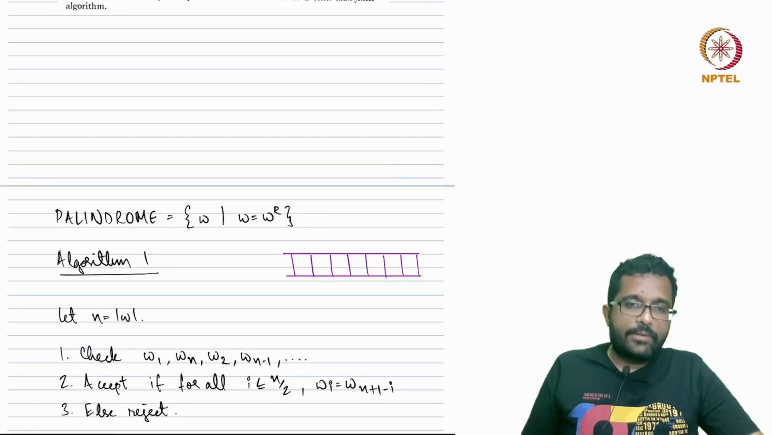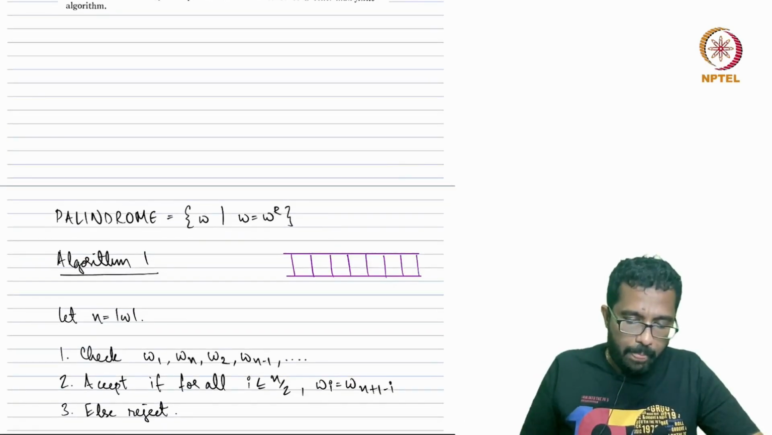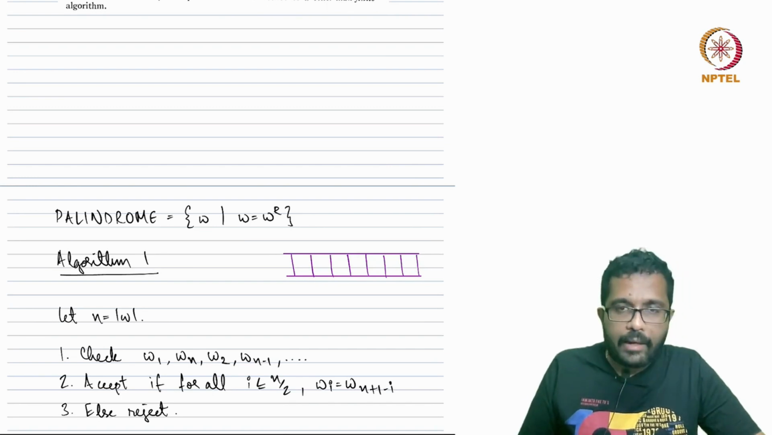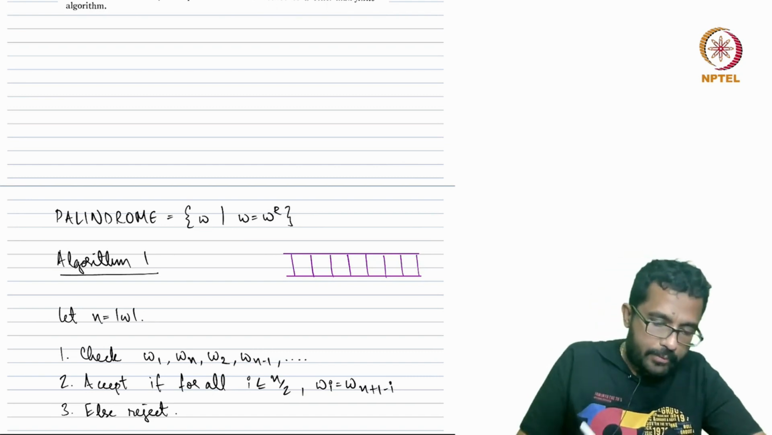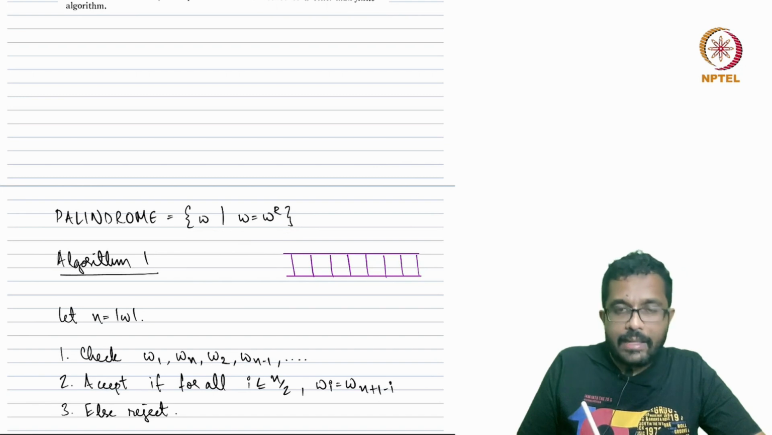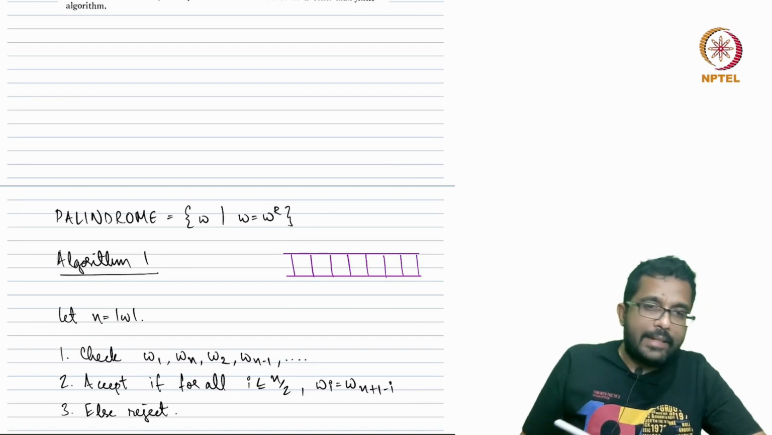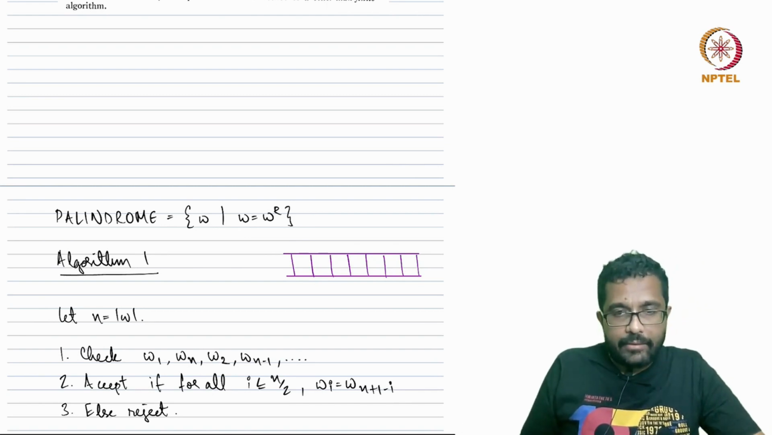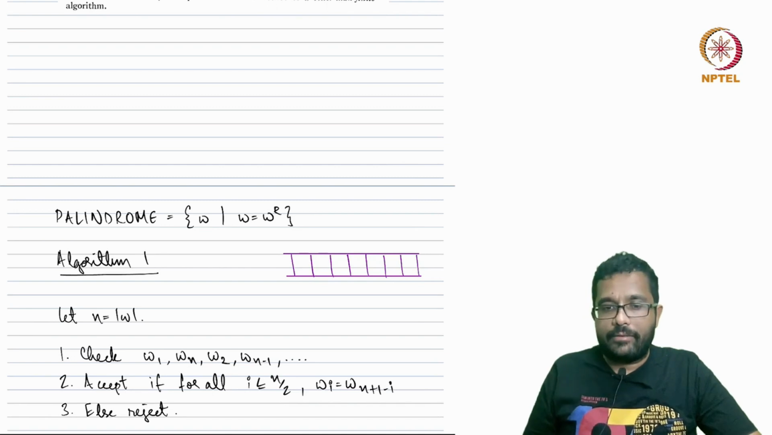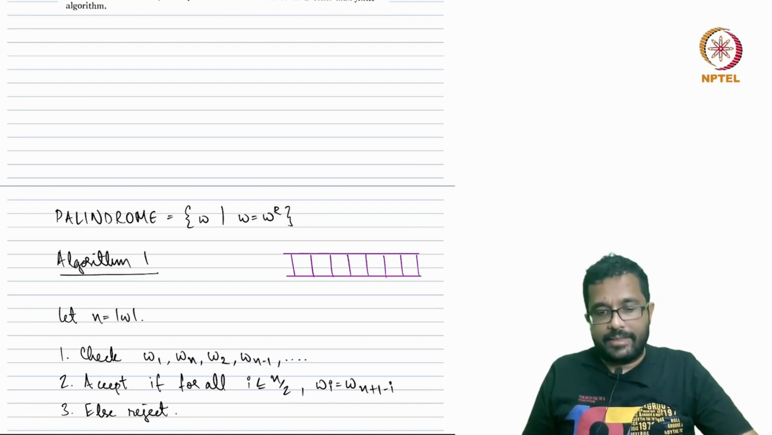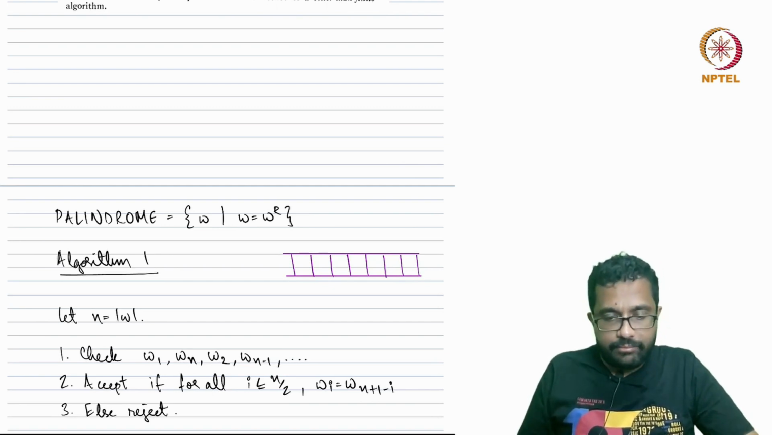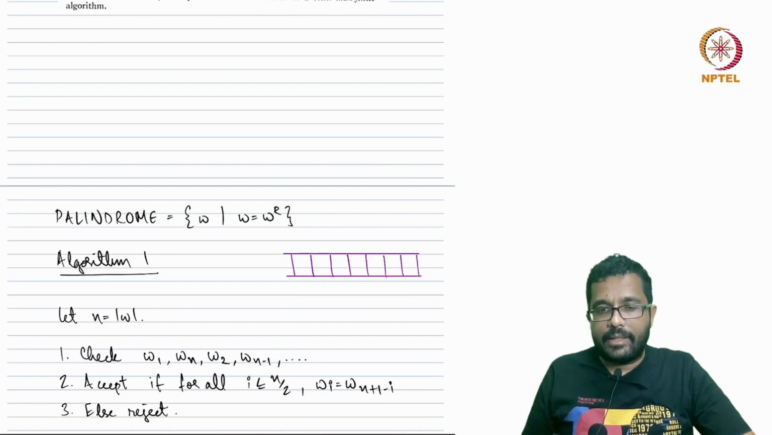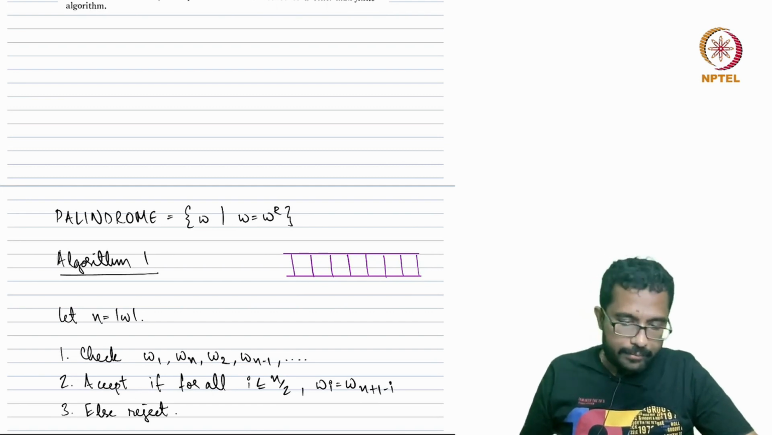Let me explain a couple of approaches for recognizing the language, or deciding the language, palindrome. A palindrome is the class of strings that read the same way from left to right and right to left. At the word level, for instance, the word noon reads the same way back and forth. The word madam, for instance, is also a palindrome. However, some other words like friend or local are not palindromes.